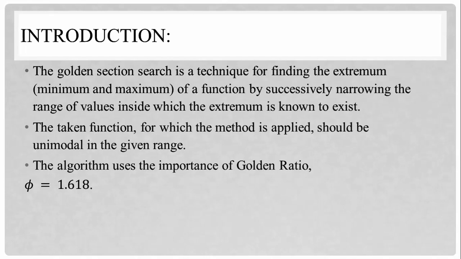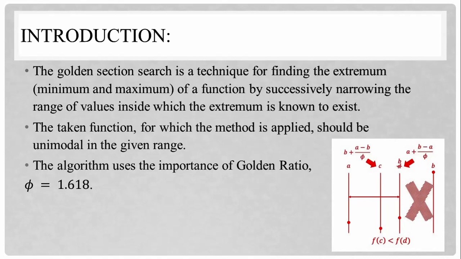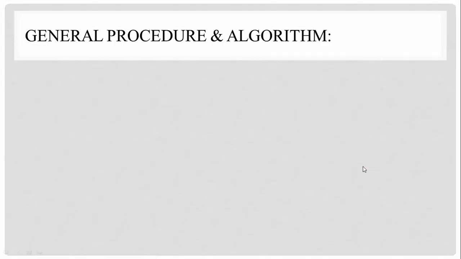This algorithm uses the golden ratio, which is found in every beautiful aspect of nature. It has a value of 1.618. Hope you could see my cursor. So this is the basic idea of golden section search. I'll tell that in detail in the coming slides.